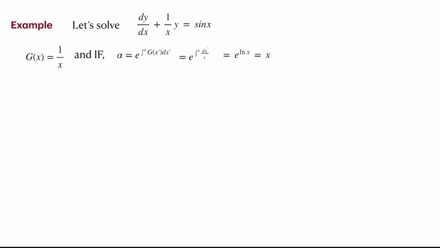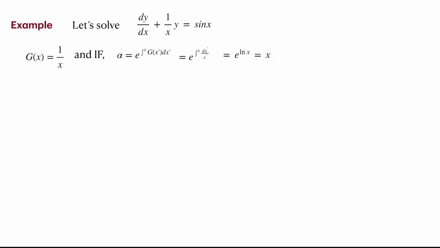Let's take a quick example. Let's solve a differential equation: dy by dx plus 1 by x times y is equal to sin x. So first we have to find the integrating factor. For that we need g of x. In this case it is simply 1 by x. The integrating factor is alpha equal to e to the power integral of g of x prime dx prime. This is e to the power integral of dx prime by x prime, which integrates to e to the power log x, and it turns out to be simply x.